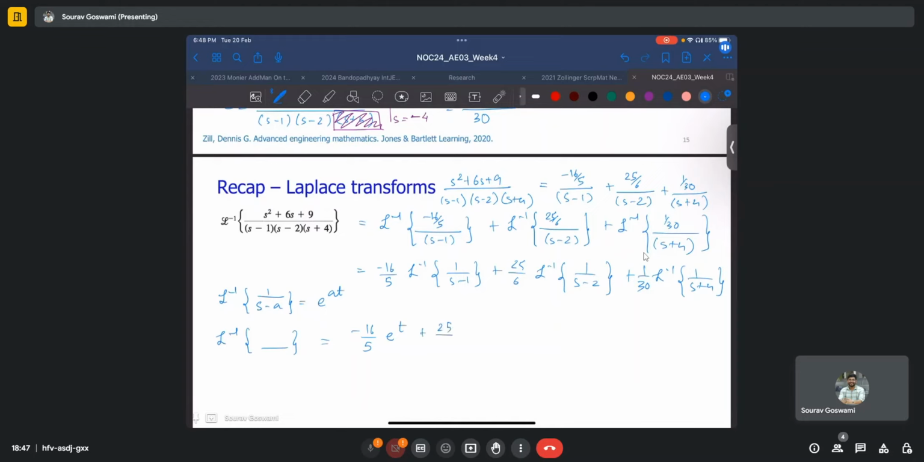plus 25 by 6. Here a equals 2, so 25 by 6 e power 2t, plus 1 by 30. Here a is equal to minus 4, e power minus 4t. And this is the answer we are looking for.